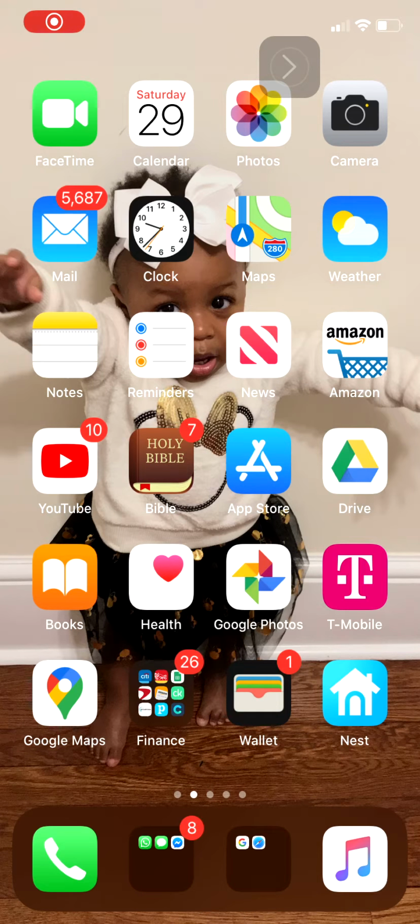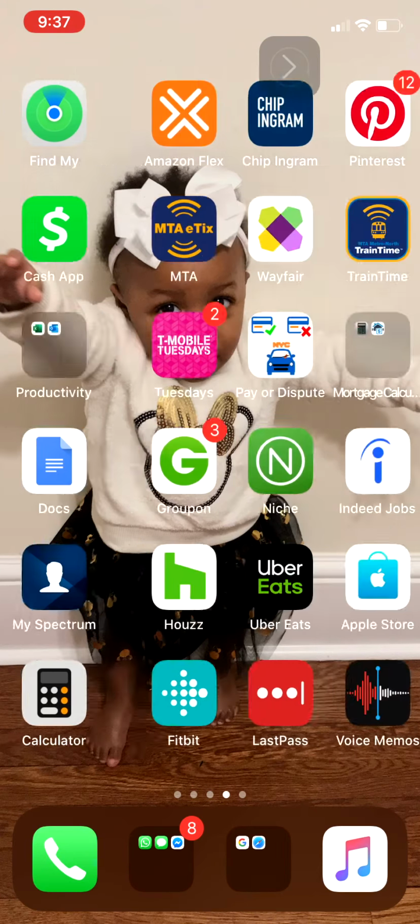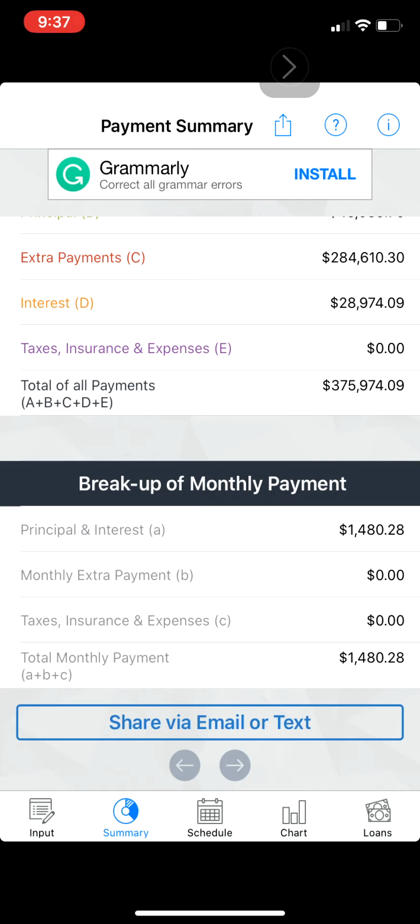It stopped, so I have to piece this part together because it just stopped. My screen stopped.